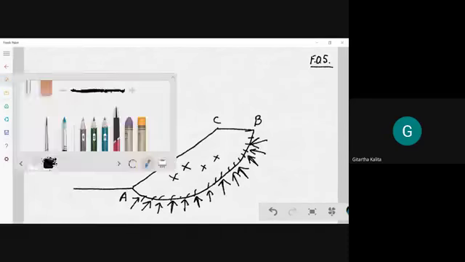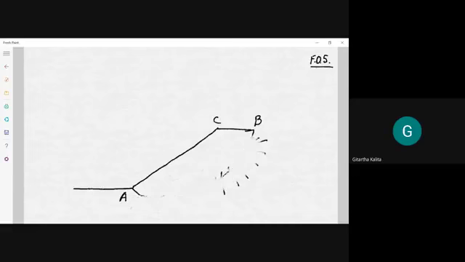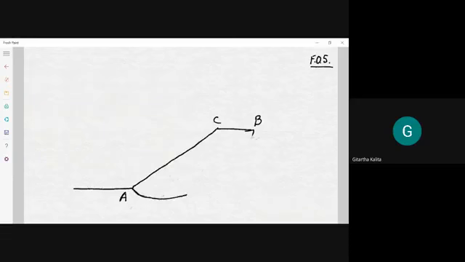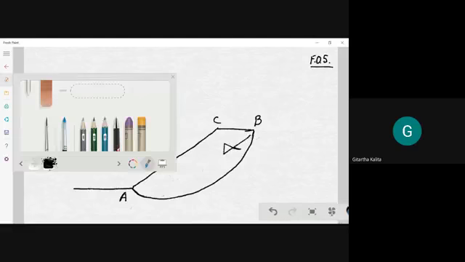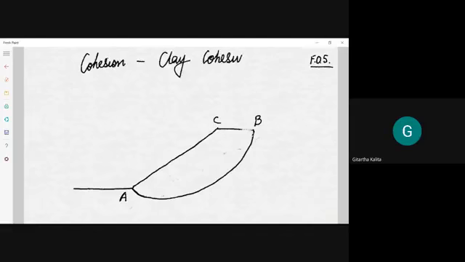Now, this is clear. The soil will not give a resistance in any other portion. Soil will give resistance along the failure plane. So how will it give a resistance? It will give resistance through cohesion, because we are considering clay, a cohesive soil. So the resistance can be given by the cohesion. The resistance will be given in this manner.